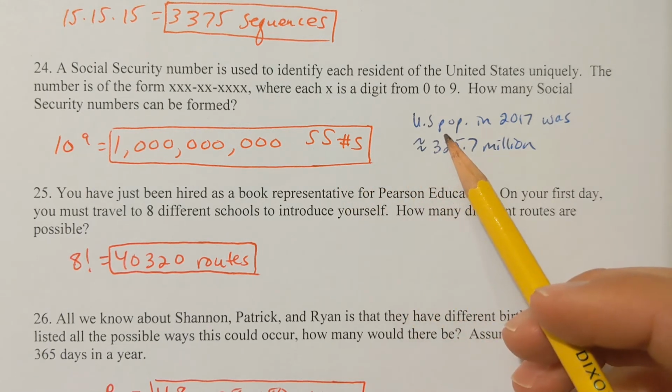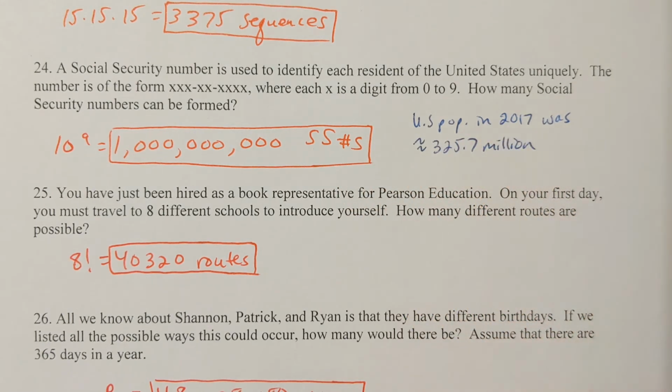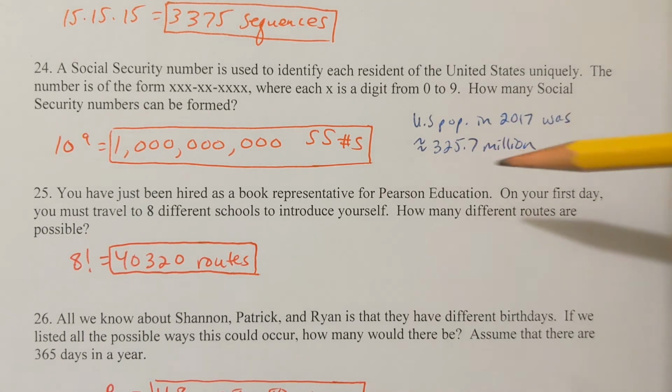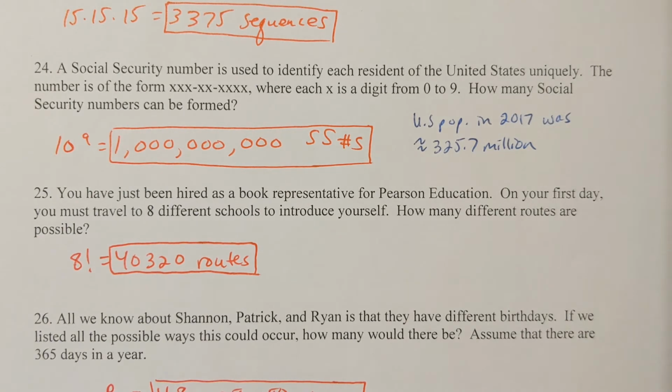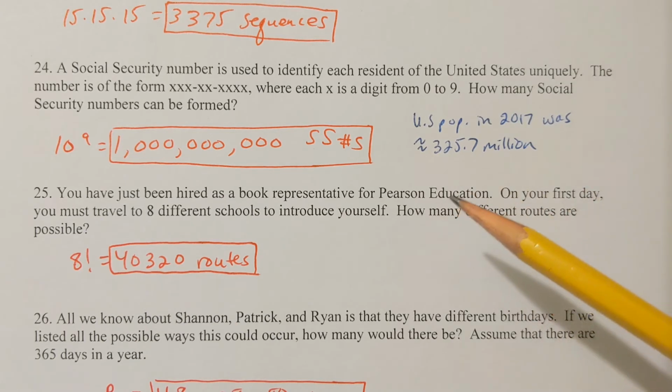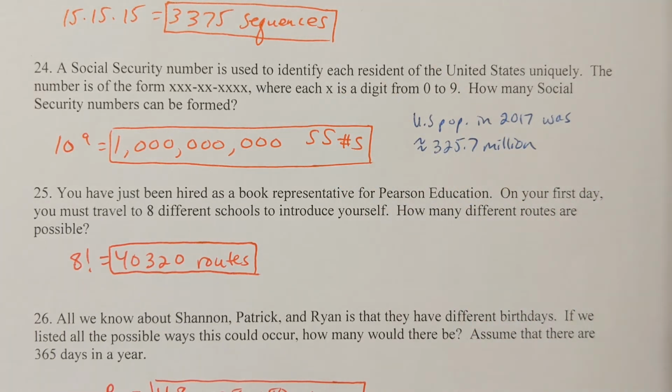By the way, just as a note, the U.S. population in the year 2017, for example, was 325.7 million. So we're quite a ways away from 1 billion social security numbers. But whenever we do reach 1 billion, we're going to have to change the way that social security numbers are formed. Maybe we add another X or whatever.